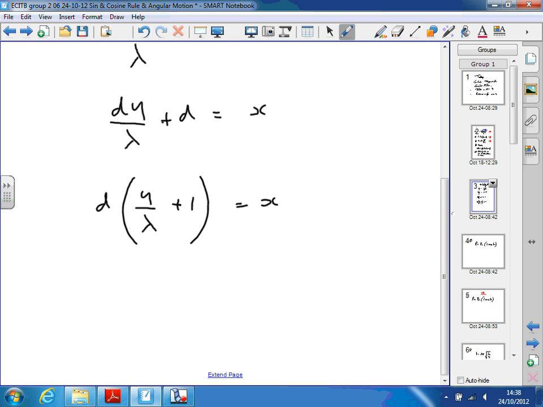So now, to get d on its own, I would divide both sides by that whole bracket. d equals x over (y over lambda plus 1).